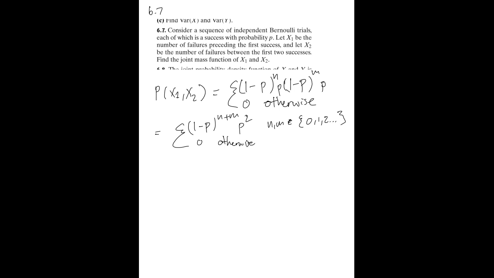And zero otherwise. And I guess you could test this out with a coin toss problem. If you had 10 tails first, then heads, and then 20 tails, and then heads, this would be the joint mass function. Great. Simple and nice. Yes, thank you.